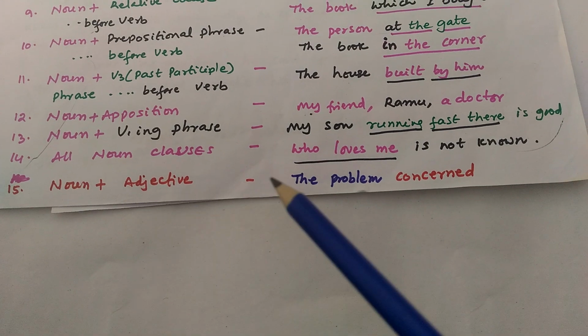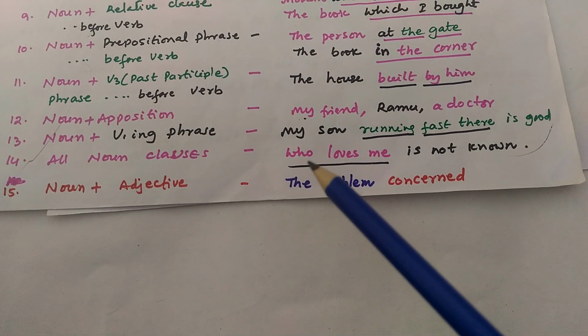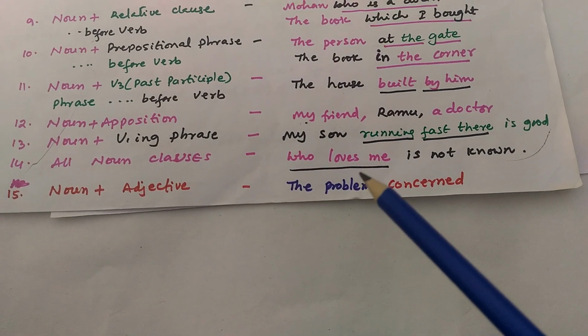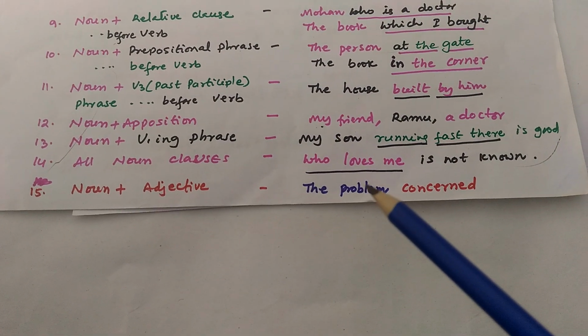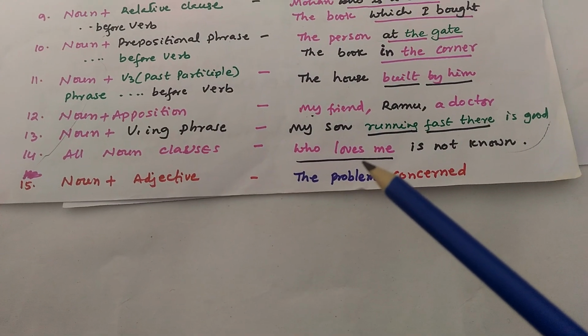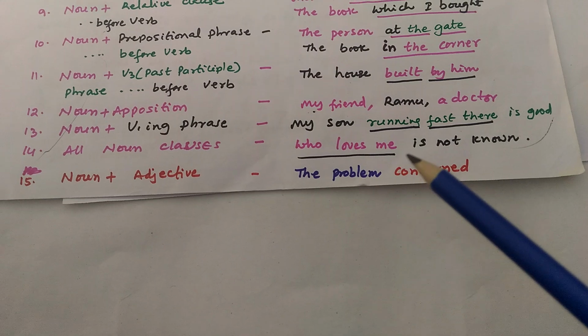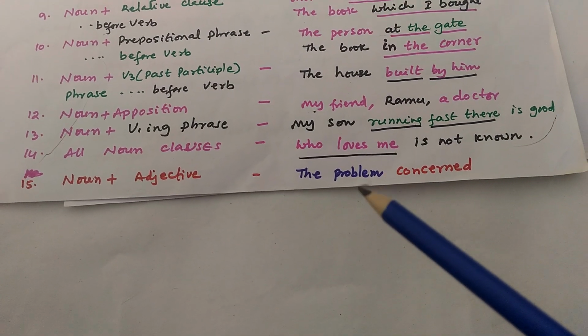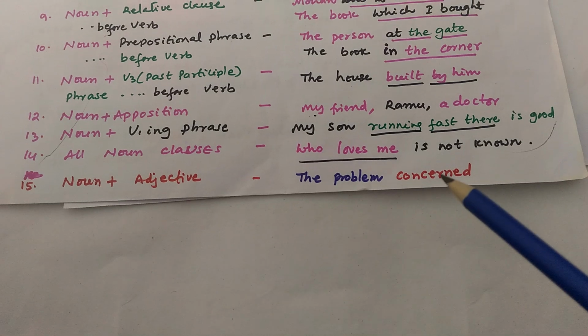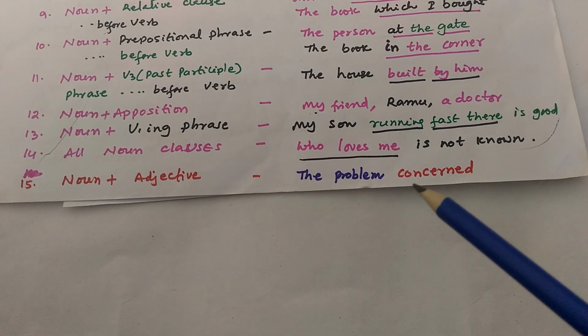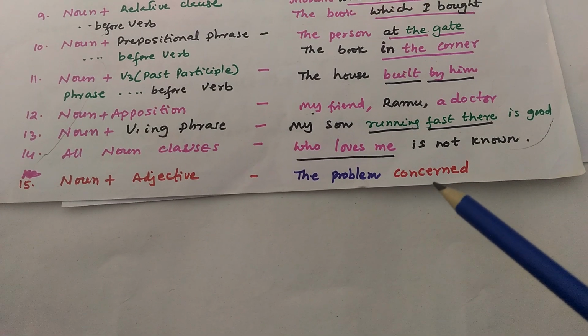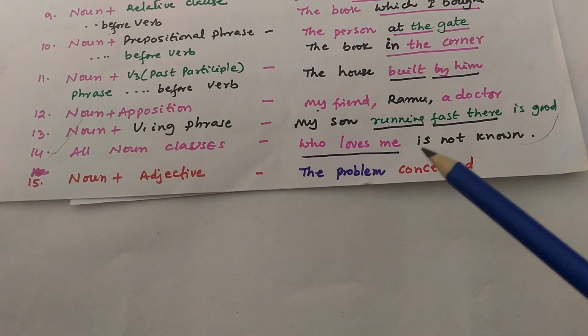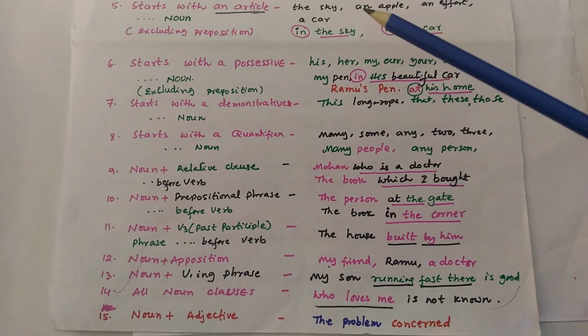And the next one, an independent noun clause is also called noun phrase. So it is broadly called a noun clause is also a noun phrase. Who loves me is not known. Here this is a noun phrase. And next, noun plus adjective. That means the problem concern is also a noun phrase. In this way, these are the indicators.